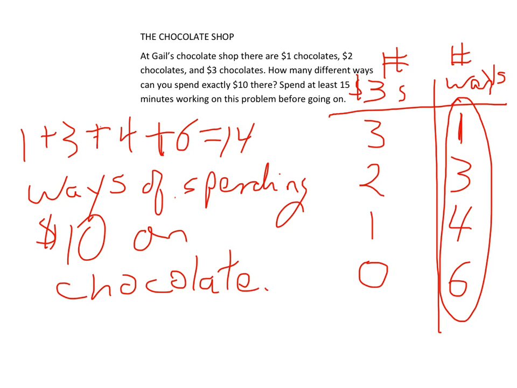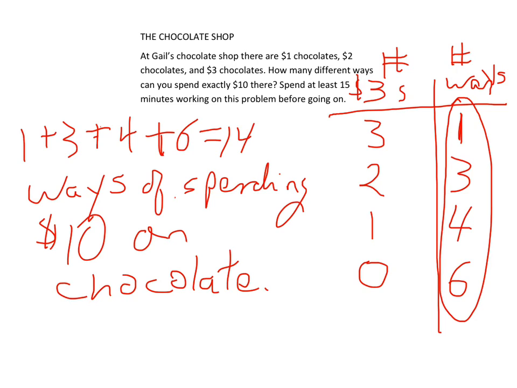Okay, so we kept careful track by the number of $3 chocolates we bought. 3, 2, 1, or 0 are choices for the $3 chocolates, and then we figured out how many ways we could do it from there.